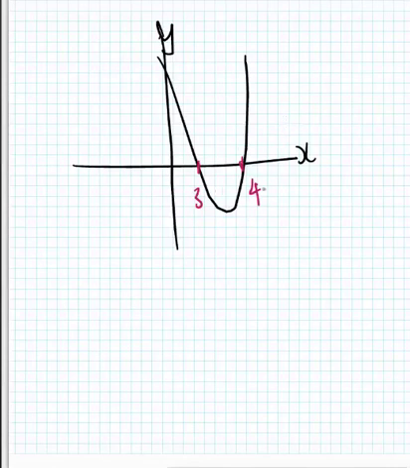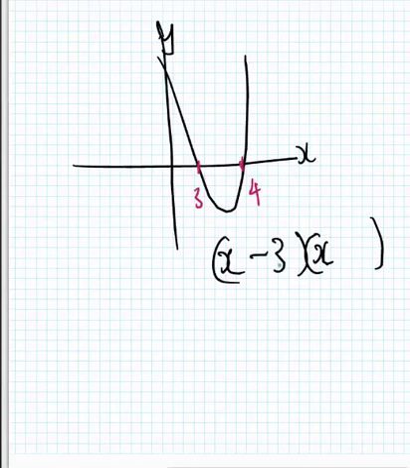So remember, to put this back in factor form, we would have this. The x-intercepts can be put into brackets, okay? And we have x and x. And what goes here is the opposite of what we see. Because we've got a positive 3, we now put a minus 3 in the bracket. And because we've got a positive 4, we put a minus 4 in the bracket.